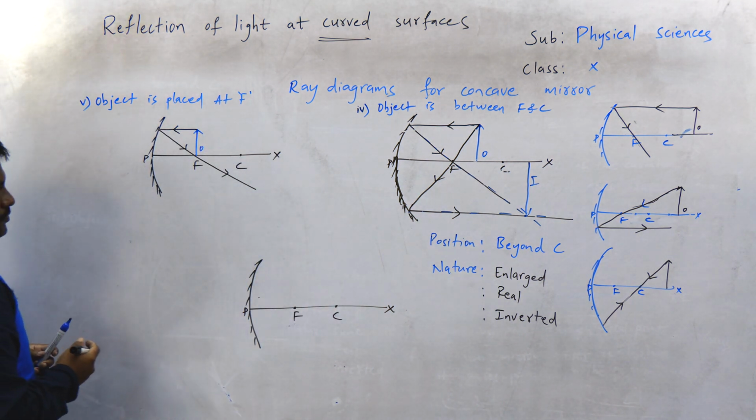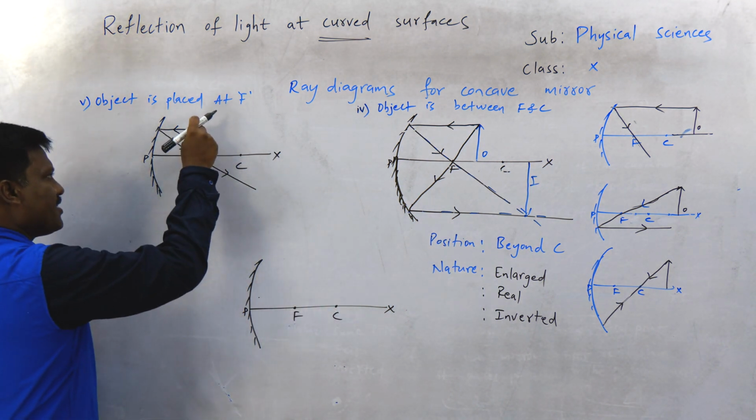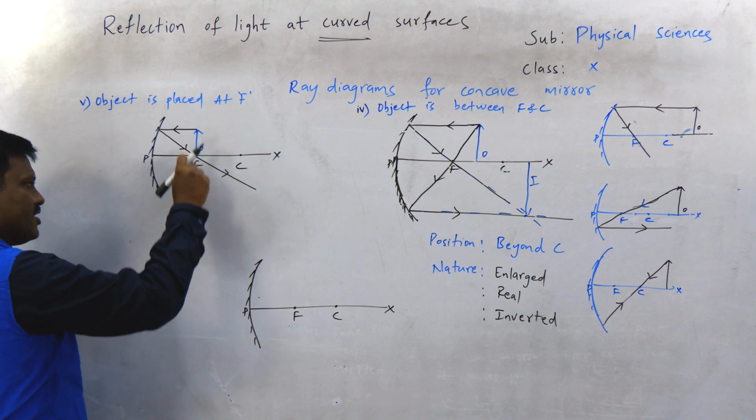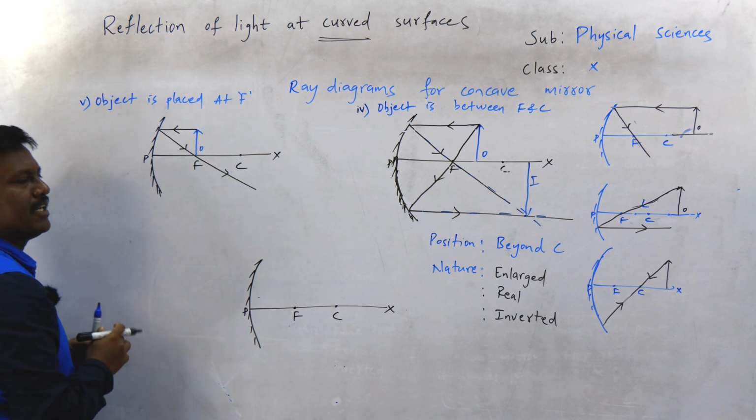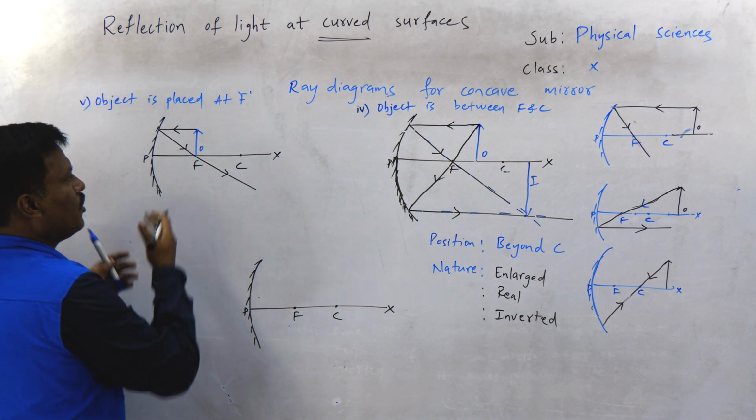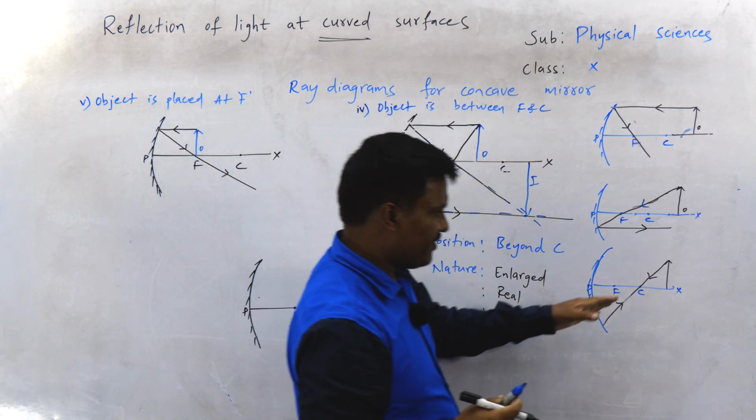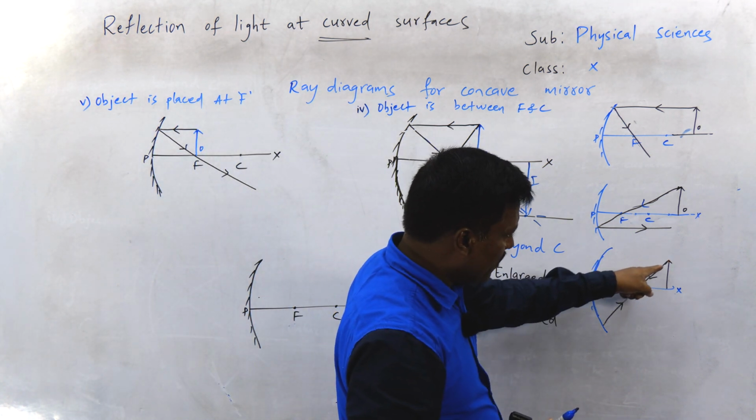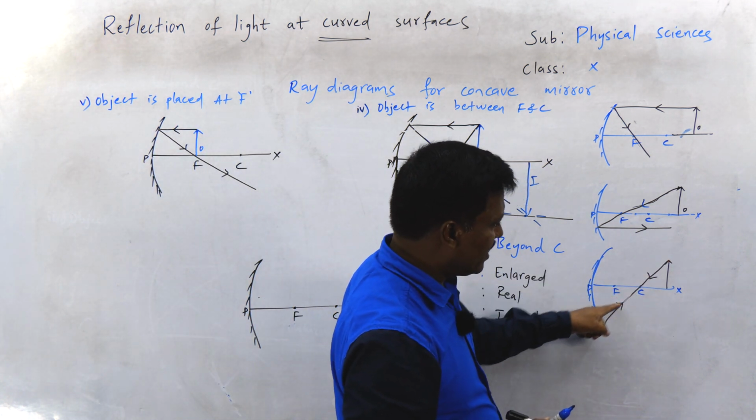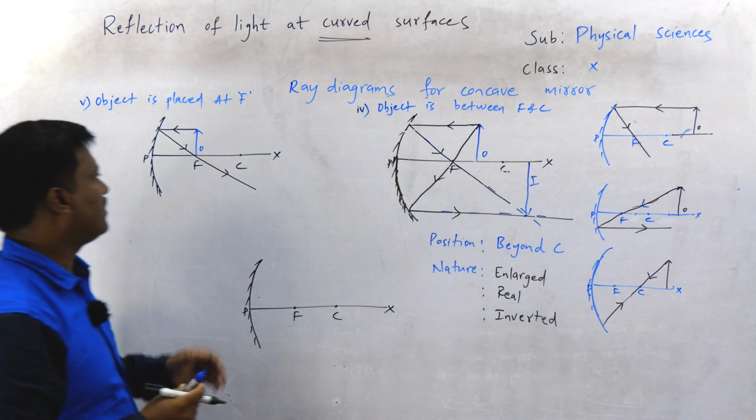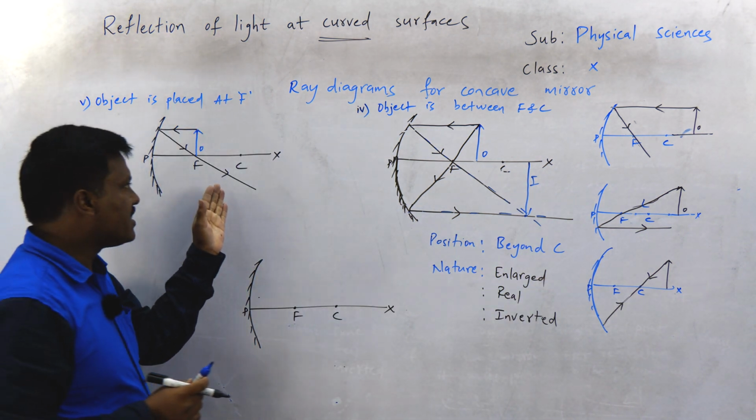Rule number 2. A ray passes through focus, but you see, if the ray passes through focus, it doesn't meet the spherical mirror. Then we don't use rule number 2. In this case, we use rule number 3. Any ray passing through the center of the curvature, after reflection traces the same path, as we are going to see here.